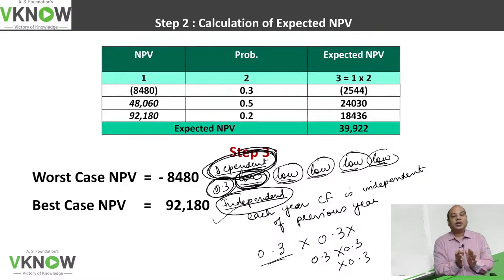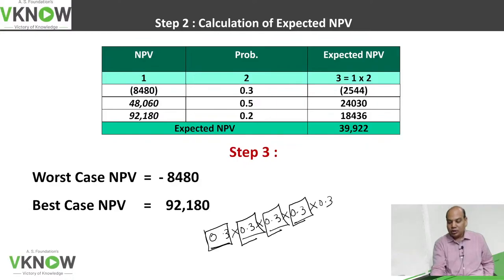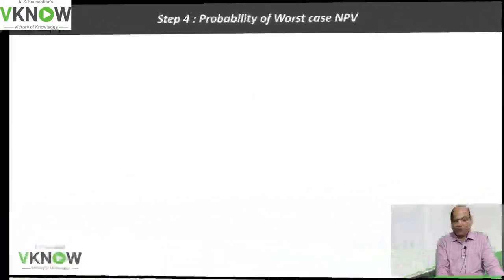And for independent, each year is independent. So I will have to apply the joint probability concept. What is the possibility of getting low in first year and low in second year and low in third year and low in fourth year and low in the fifth year? That is the meaning of finding the probability when cash flows are independent over time. So I'm going to write this answer nicely for you.